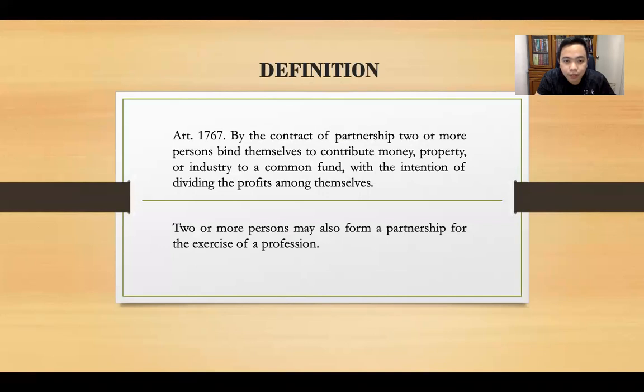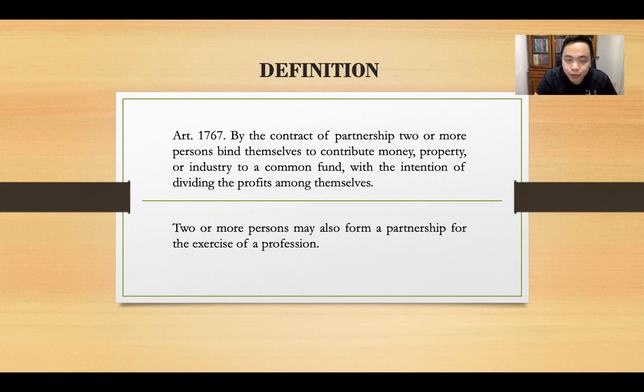We start with the definition of partnership in accordance with Article 1767 of the Civil Code. Article 1767 provides that by the contract of partnership, two or more persons bind themselves to contribute money, property, or industry to a common fund with the intention of dividing the profits among themselves. Two or more persons may also form a partnership for the exercise of a profession.